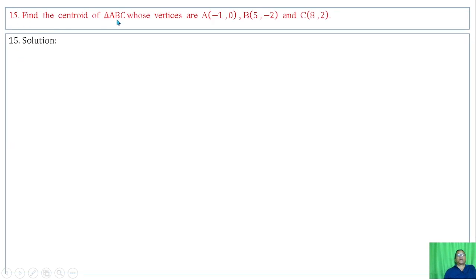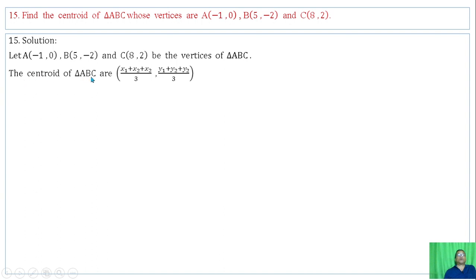Question 15. Find the centroid of triangle ABC whose vertices are A, B, C. Let A, B, C be the vertices of triangle ABC. Therefore, the centroid of triangle ABC is this. Using this formula, this must be x3, this must be y3, x1, y1, x2, y2, x3, y3. Using this formula, we have this and solve, we get 40.